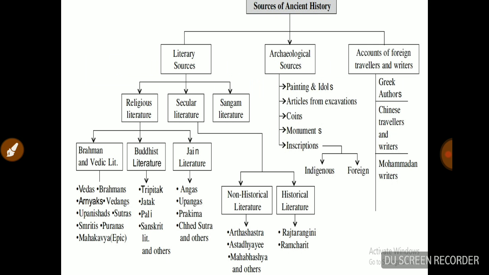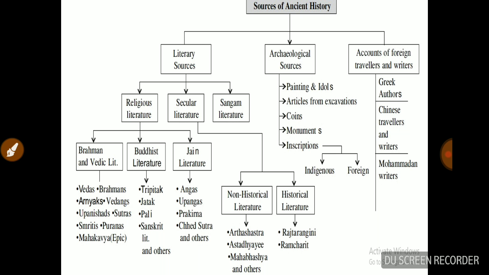When we go through the tree again, we can find that we are discussing the literary sources. Literary sources are again classified into three categories: religious, secular, and Sangha. Religious literature is again split into three: Brahmanical, Buddhist, and Jainism. In the last session, we discussed almost all the topics in Brahmanical and Vedic literature like Vedas, Brahmana, Aranyakas, Vedanga, Upanishad, Sutra Smritis, Purana, Mahakavyas. Hope you revised those topics.